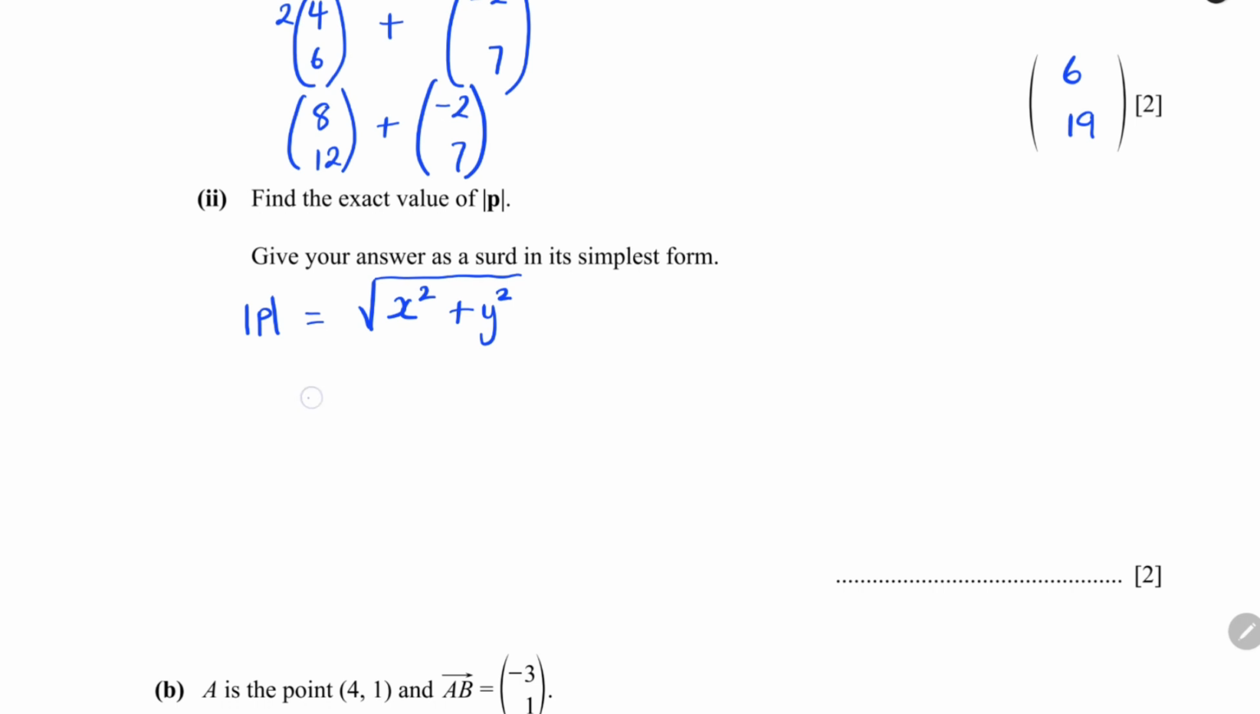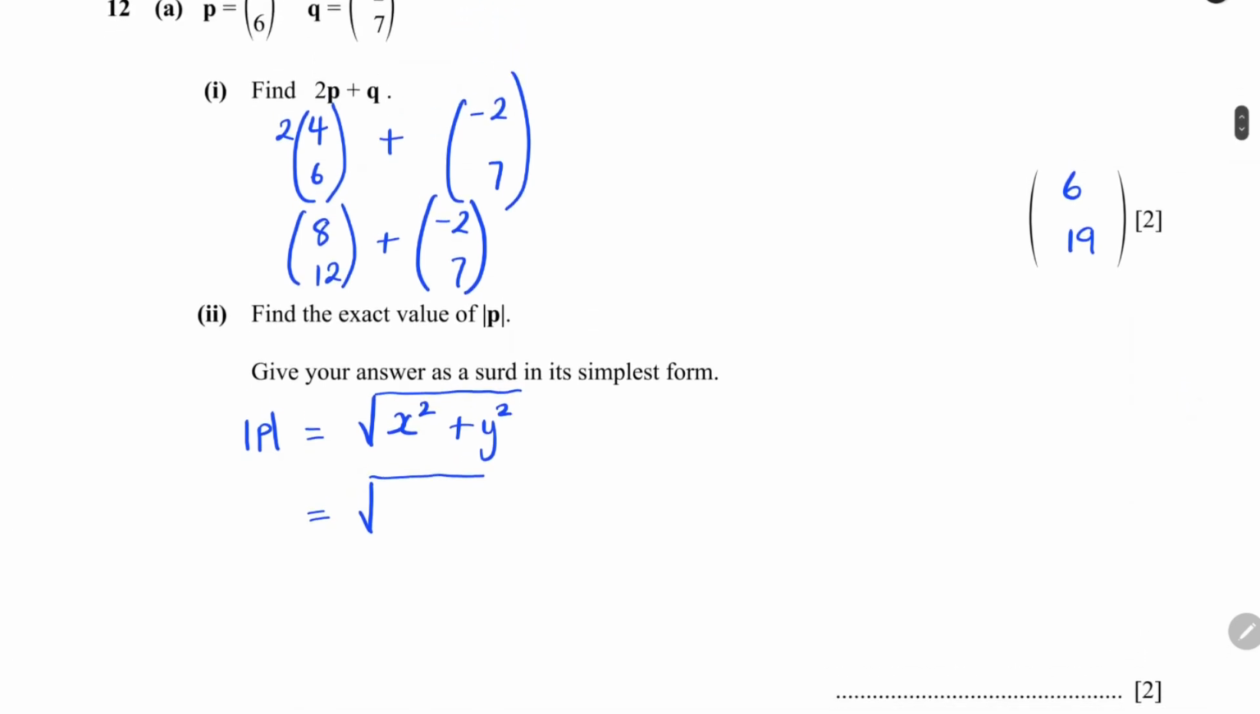All right, so what is the x component here of p? Let's go back to our original question. The x component of p is 4, so I have 4 squared, plus the y component of p is 6, so I have 6 squared. So this gives us the square root of 4 squared is 16, plus 6 squared is 36. And 16 plus 36 is going to give us, what? 52.